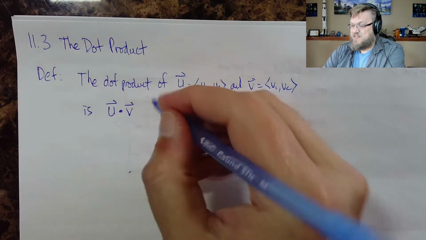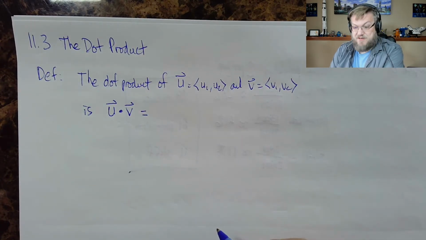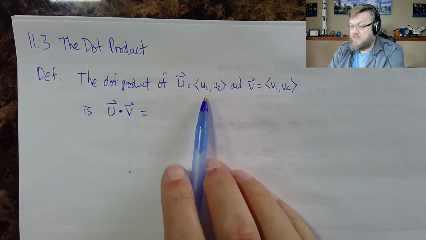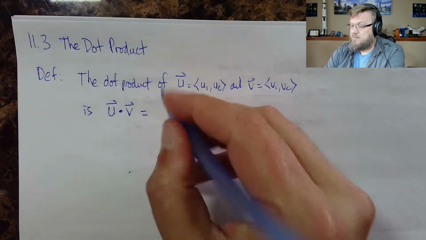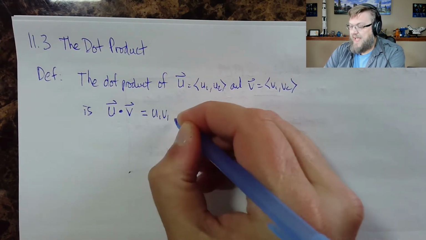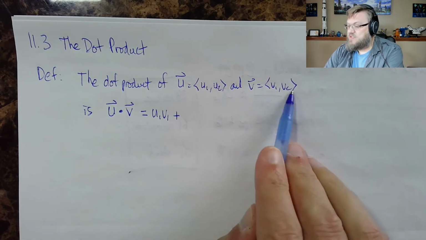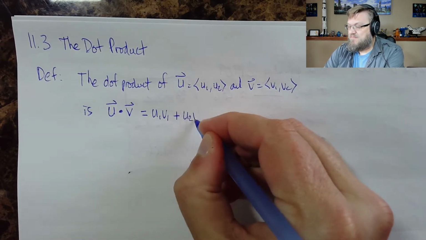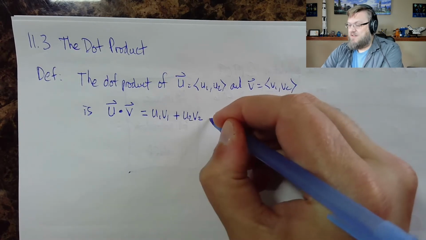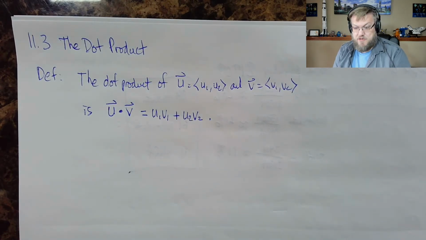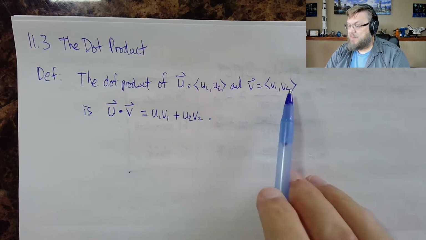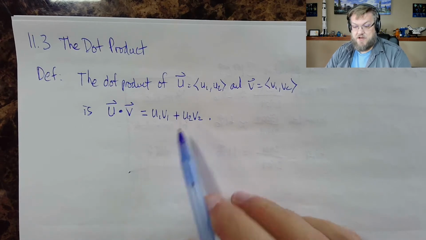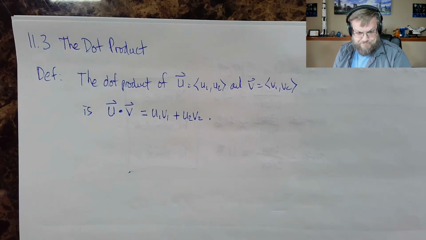U dot V is going to be a scalar. It's going to be a number, not a vector. And it's going to be this certain number. Take the components and multiply. U1 times V1. Add to that U2 times V2. That's by definition what the dot product of two two-dimensional vectors is. The dot product of U and V is the components multiplied and then the sum of those. So the sum of the components multiplied.